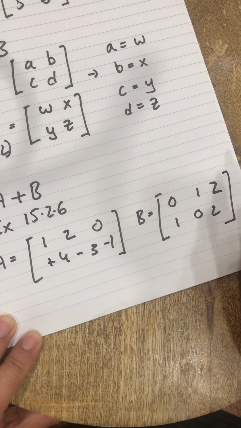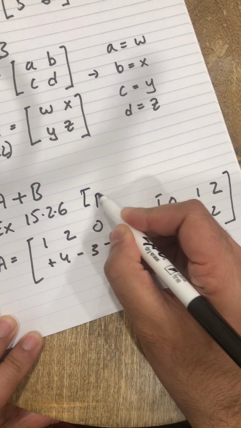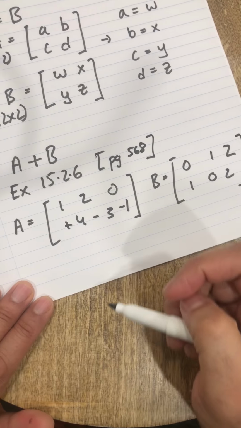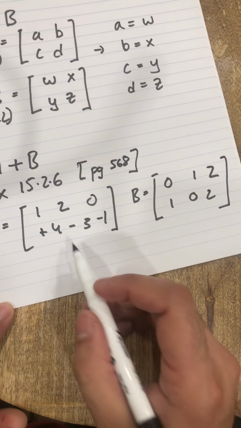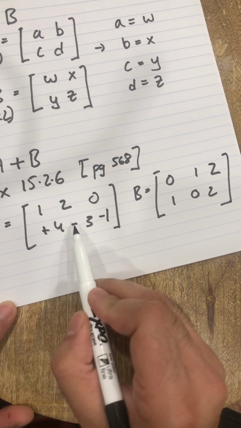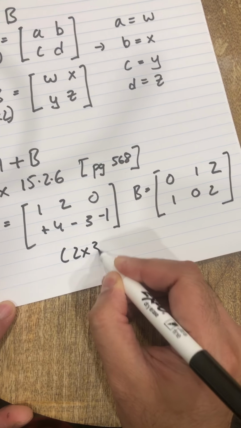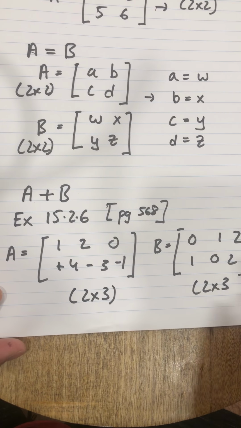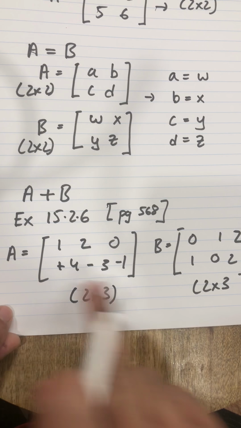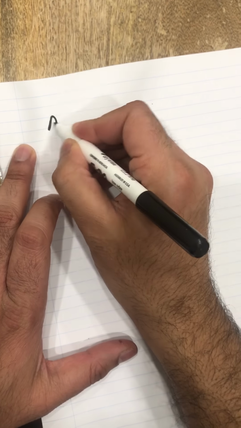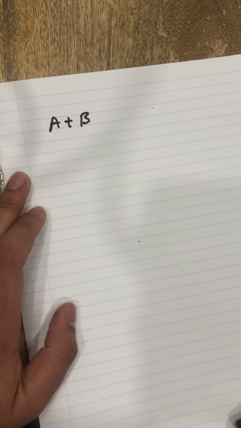This is the example given on page 568. If these two matrices are given to you, notice that, first of all, they both have the same order: 2 rows and 3 columns. So this is a 2 into 3 matrix, and this is also a 2 into 3 matrix. Now, if I'm given two matrices which have the same order, it's possible to carry out a matrix addition, where you add the two matrices together.